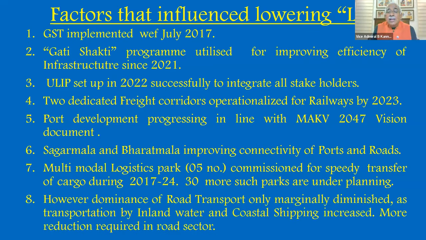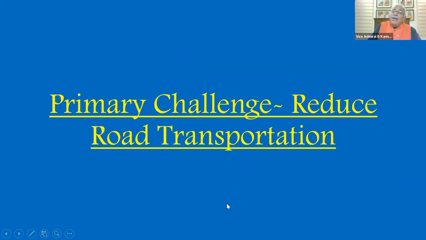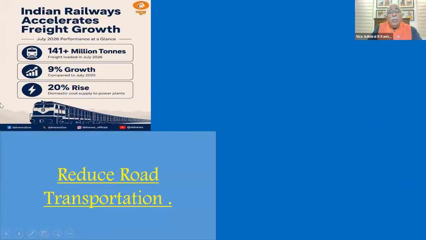Even though we have done all this, road transport is still very, very dominant in percentage. There are many methods to bring that down: increased railways by freight corridor, multimodal logistic park, improved coastal shipping and inland water. Unless you do all this, the road sector will continue to be our primary challenge. So the government has tackled it in one way through railways, which we talked about. Railways has had 9% growth. I'm talking only freight, not passenger. Only goods trains. 9% improvement till July 26.